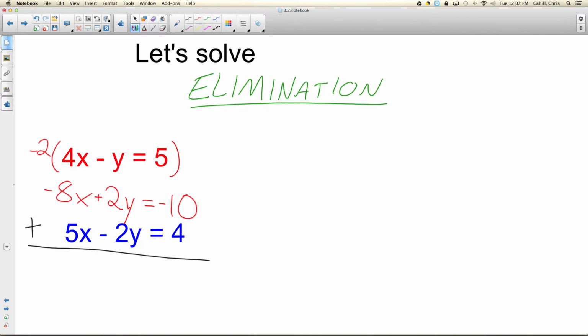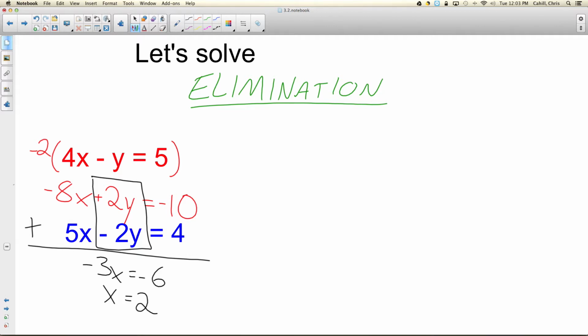And now my y's are right there in that column. What's 2y plus -2y? 0y, right? They eliminate, they cancel. -8x plus 5x is -3x. -3x equals -6, so x equals 2. And now that I have x, how can I find y?